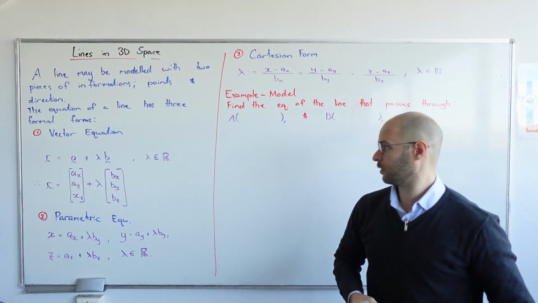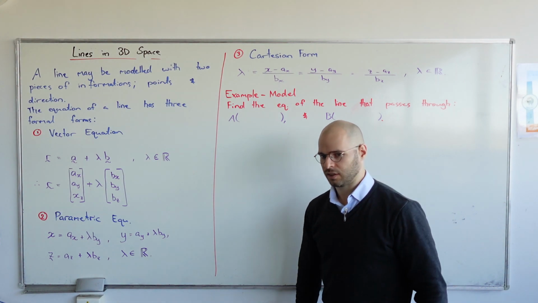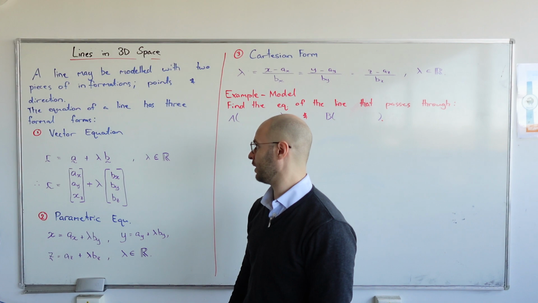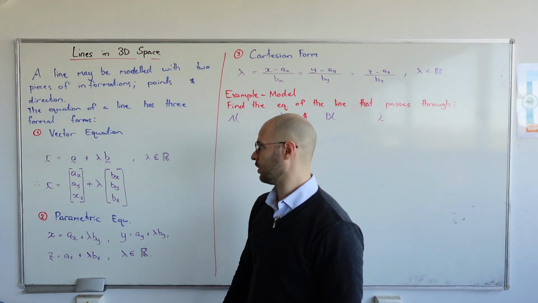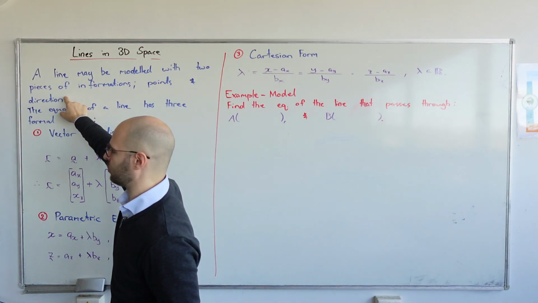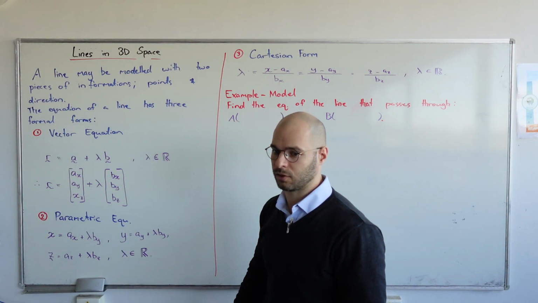So this lesson we're looking at how we can model lines in 3D space. It's like in regular 2D coordinate geometry where all you need is two pieces of information to be able to model a line. So in our case we could have a point and the direction vector, or we could have 2 points, and that would be sufficient to model the line.